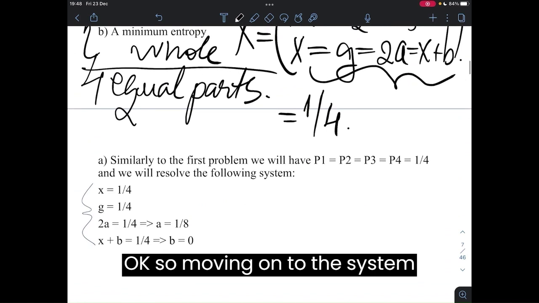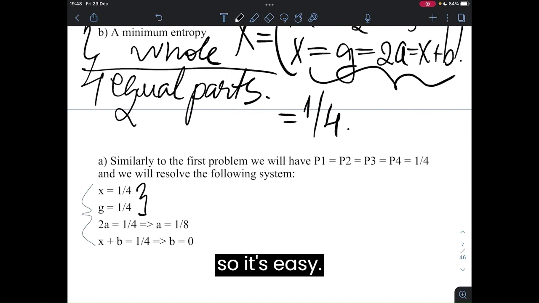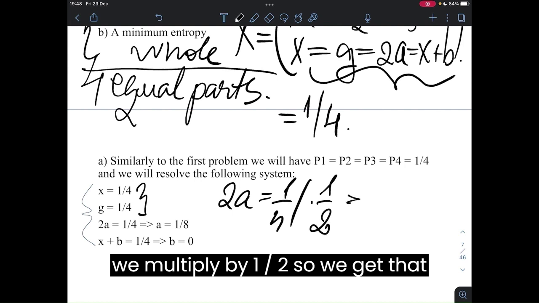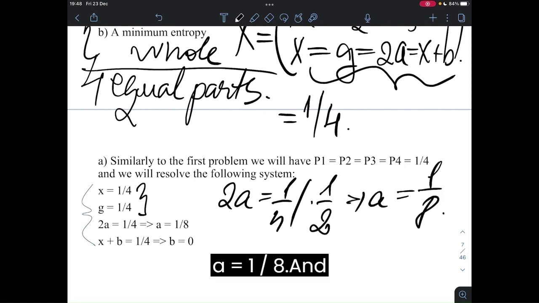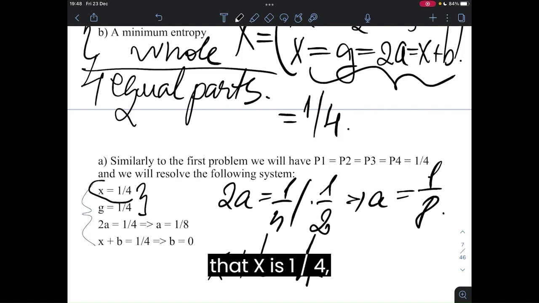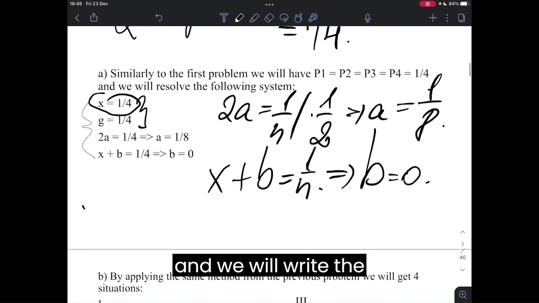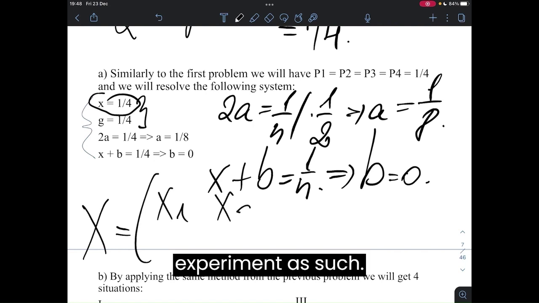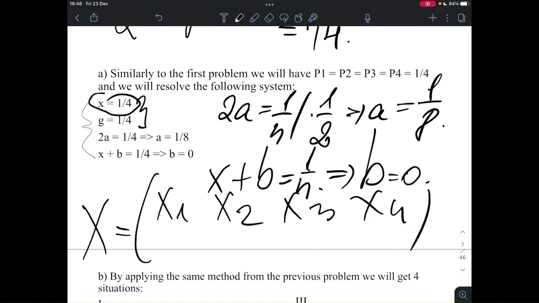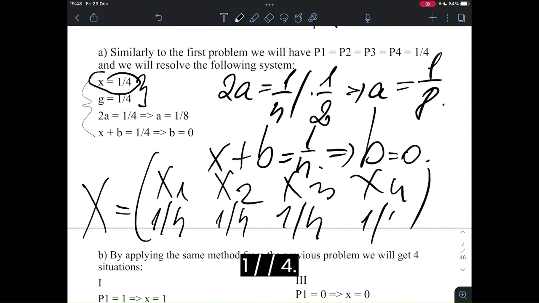Okay, so moving on to the system, we have x equals g equals 1 over 4. 2a equals 1 over 4. We multiply by 1 over 2, so we get that a equals 1 over 8. And x plus b equals 1 over 4. We already know that x is 1 over 4, so from this, b equals 0. And we will write the experiment as such: 1 over 4, 1 over 4, 2a is 1 over 4, and 1 over 4.